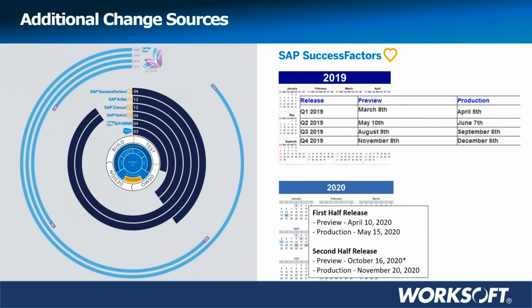Be ready on April the 10th to be doing testing of your preview release before it gets dropped into your production environment on May the 15th. So just another source of change. You've got changes that your implementation partners are making to configure SuccessFactors for your environment. You've got SAP SuccessFactors themselves making changes on a quarterly this year, biannually next year basis. You've got to be able to deal with those.